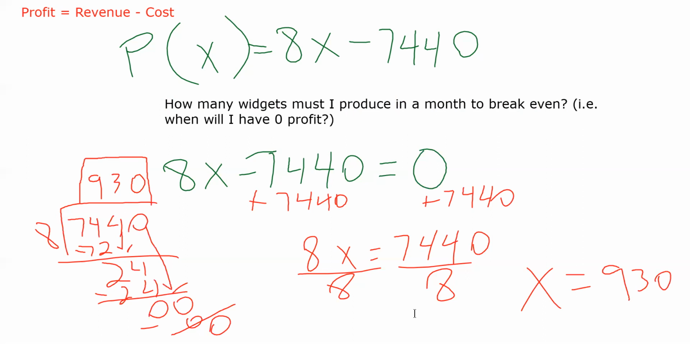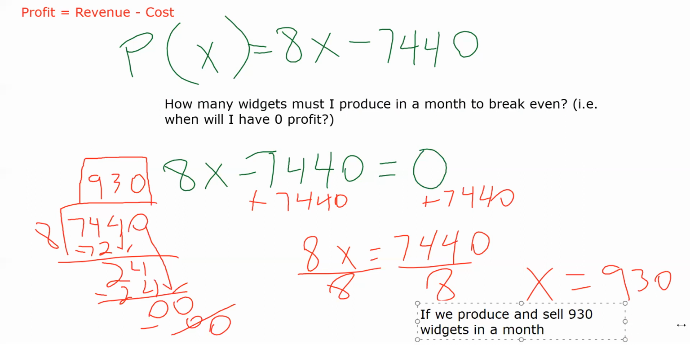So if we produce, and you also have to sell it, you can't just produce it and it lays on your shelves. If we produce and sell 930 widgets in a month, we break even. Of course, since you're pulling a profit per widget, if you sell more than 930 widgets, you'll finally be in the black, which is where you want to be. You'll be making money. You'll have positive profit. If you sell less than 930 widgets, basically what that means is you did not pull enough profit just on the widgets to even cover your fixed costs.